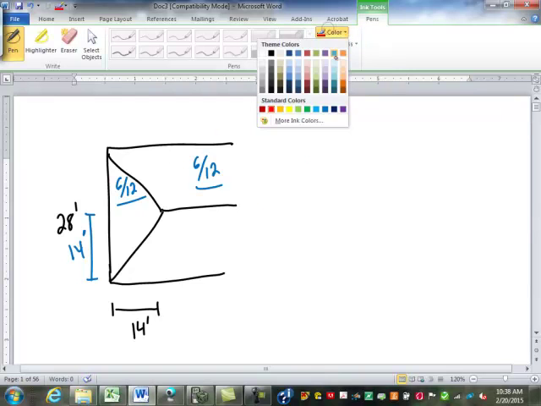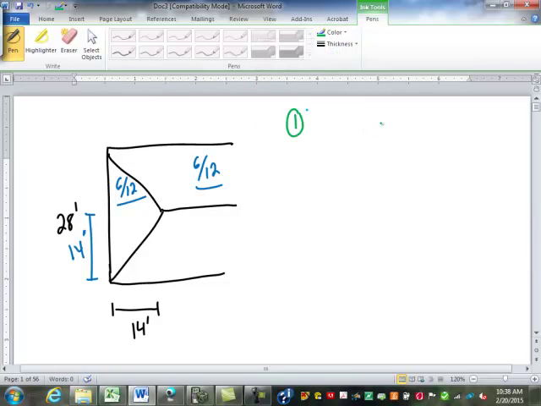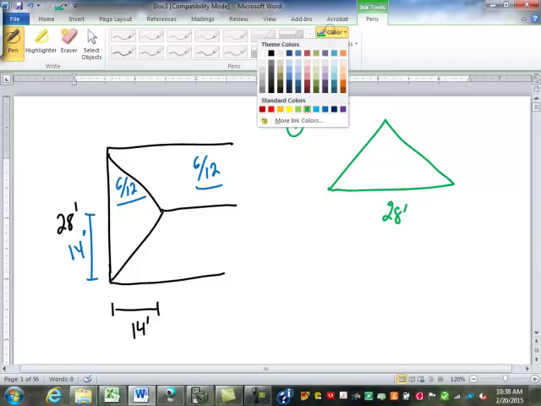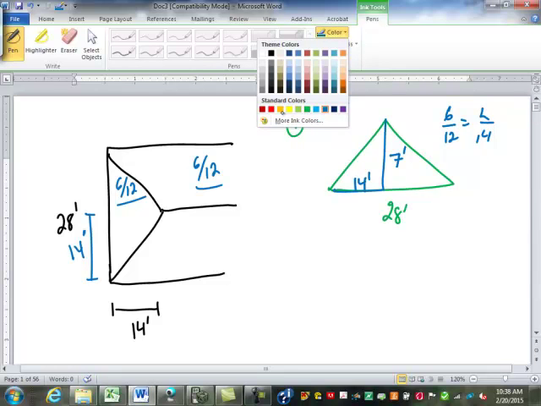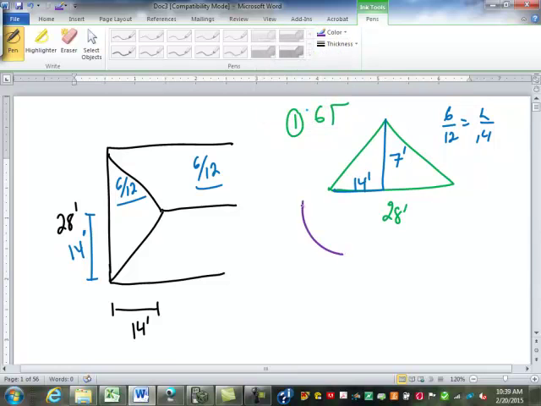Step 1, of course, is to find the common rafter. To do that, we're going to look at it like this. 28 feet, 6/12 slope. Run is 14 feet, which means the rise is going to be 7. Everybody know where the 7 came from? 6 over 12 equals h over 14. And then, of course, our common rafter length here is going to be the square root of 14 squared plus 7 squared.